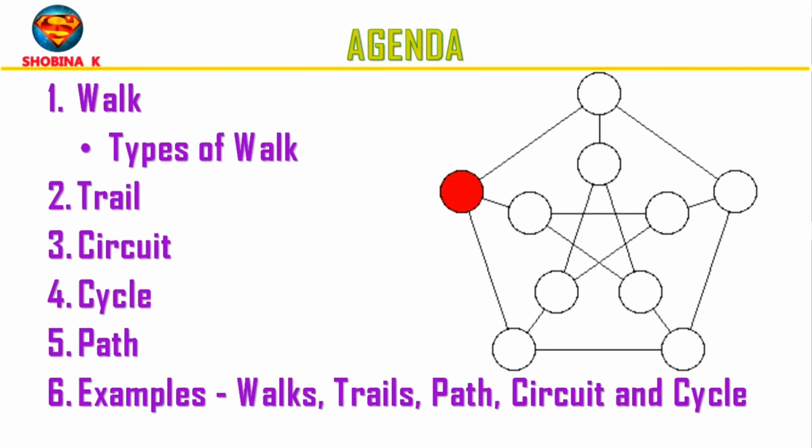What's in it for you: first we will see what is a walk, and in that we will see the types of walk. Next we will move to the trail and then circuit. After that we will see what is a cycle. Once this is done, we will see what is a path. And finally we'll end the session by looking at some examples.